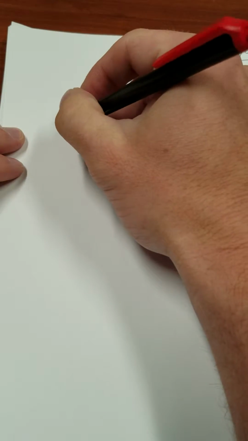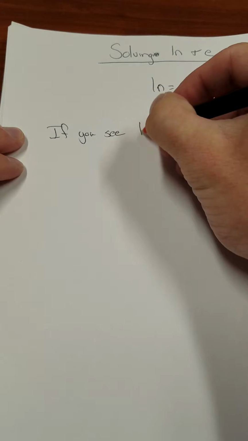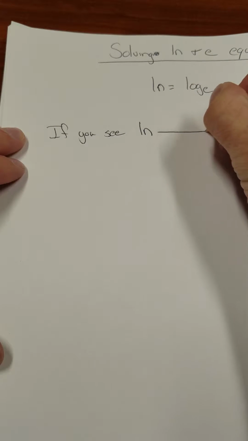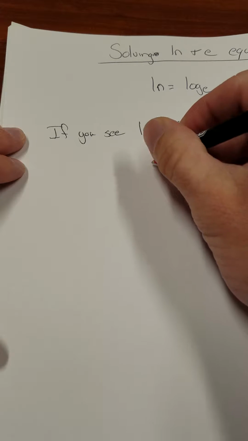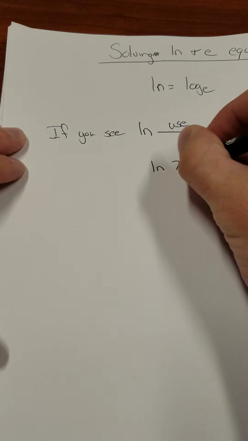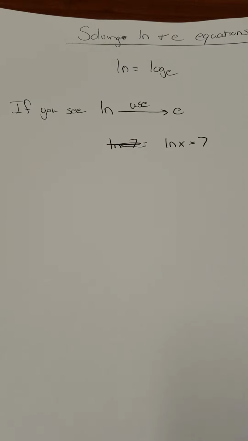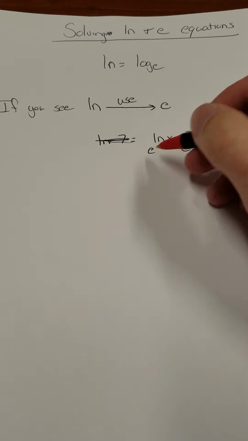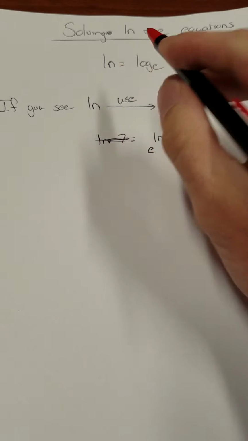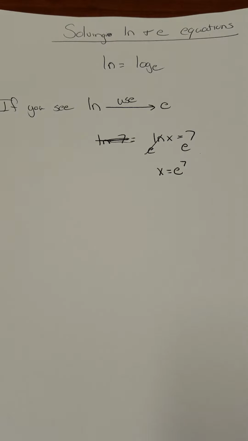If you see natural log, we use e to get rid of it. So an example, natural log of x equals 7. Okay, so to get rid of it, we use e. So we go e to this side, e to this side. E and natural log cancel each other out due to the thing I just told you up above. So that's gone. So now we have x equals e to the 7th power. That's something you can type in your calculator to solve, or you can simply leave it like that.